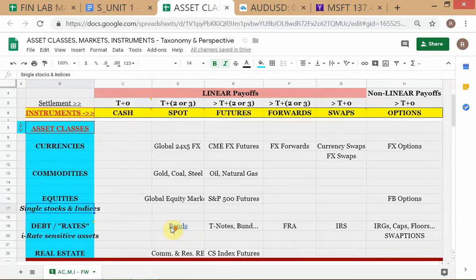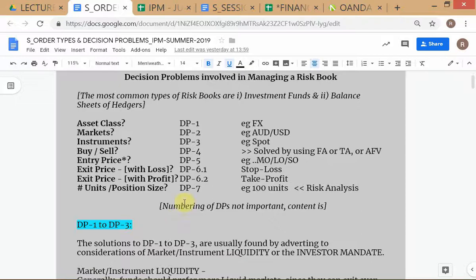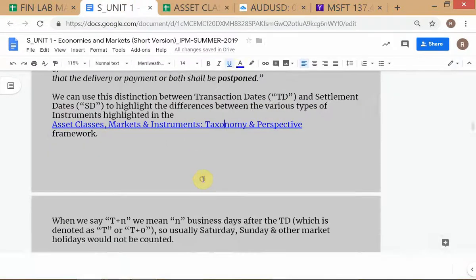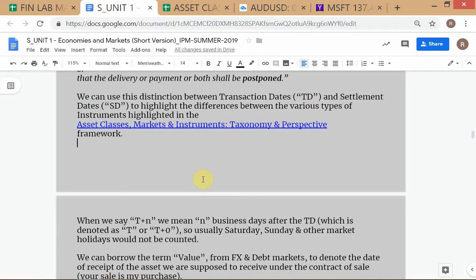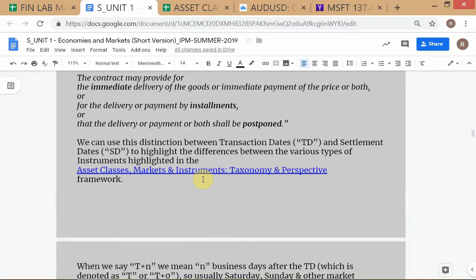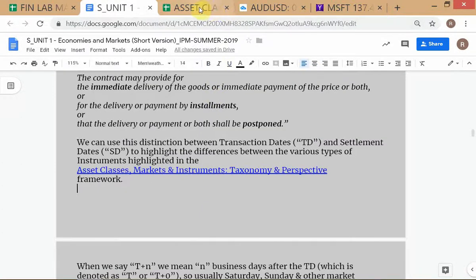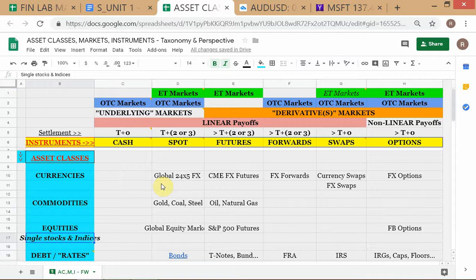Now let's look at something else in this framework. Remember we studied transaction dates and settlement dates. One of the ways in which that information is useful is, one more thing you have to notice about this framework. Here you see the settlement, maybe I should put settlement date.